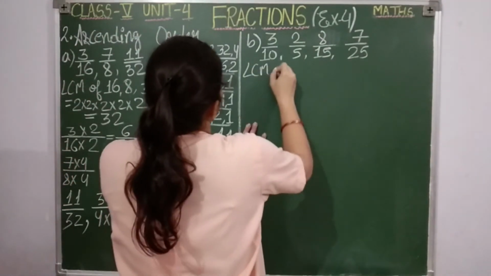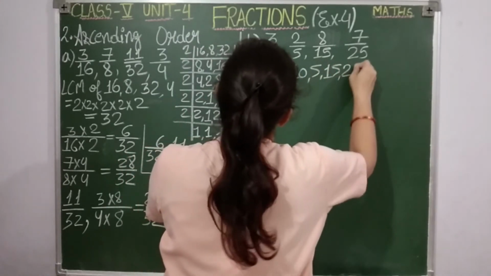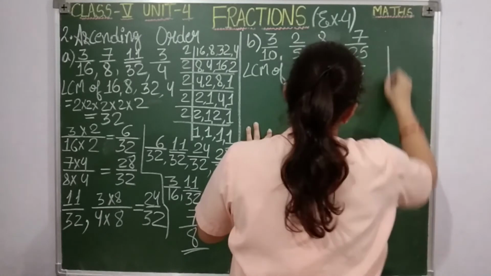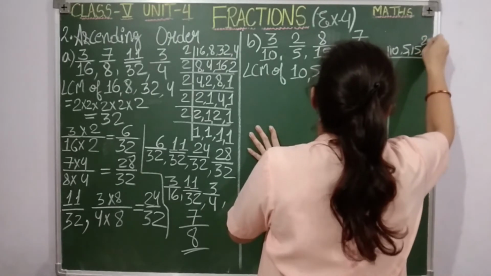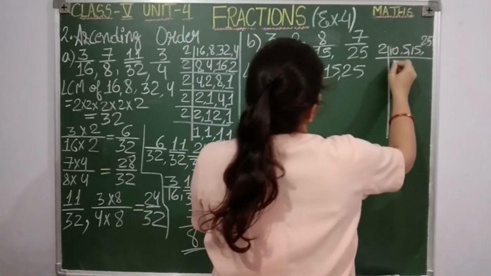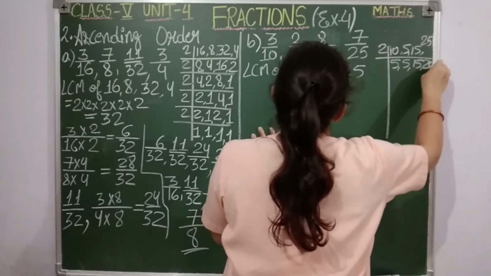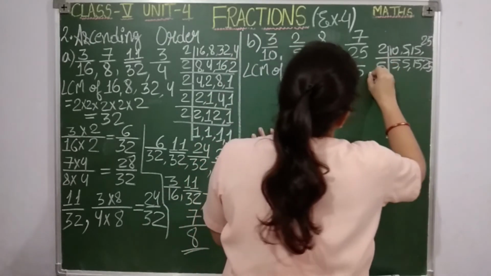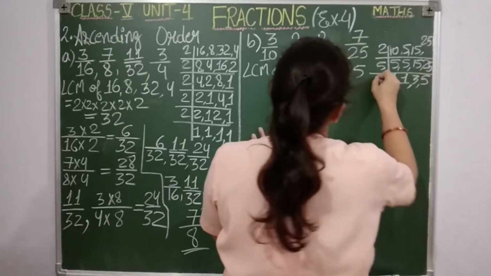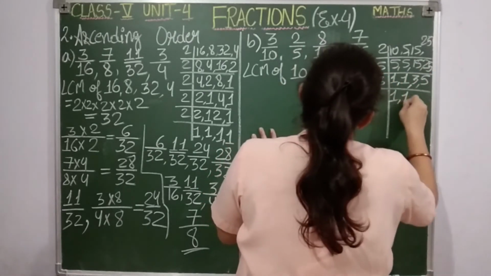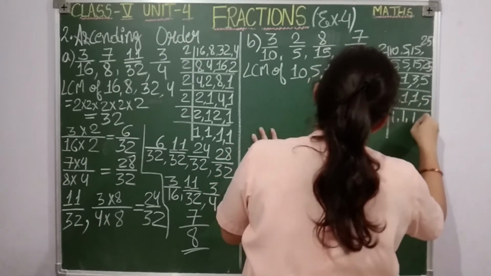So quickly, LCM of 10, 5, 15 and 25. Let us take out the LCM. 10, 5, 15, 25. So with 2 first, 2 5s are 10, then I'll simply copy the other numbers because they are not divisible by 2. Then 5, 5 1s are 5, 5 1s are 5, 5 3s are 15, 5 5s are 25. Then 3, 1, 1, 3 1s are 3, 5. Then at last 5, I'll get 1, 1, 1 and 1.